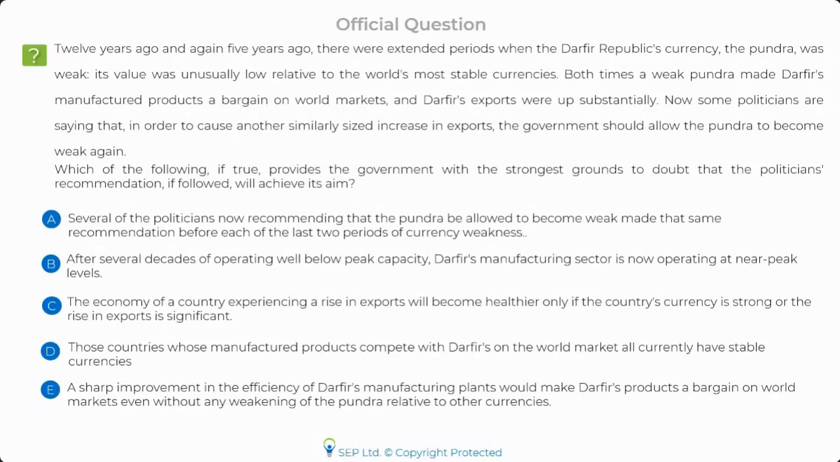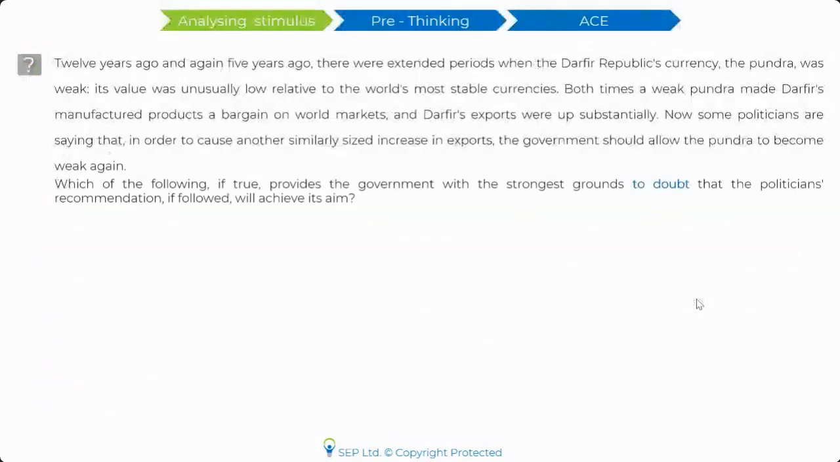I am first going to analyze the stimulus. Okay, so pay close attention. 12 years ago and again 5 years ago. So we're talking about two periods in the past, twice in the past, 12 years back and 5 years back. Okay, what happened those two times? There were extended periods. So there were long periods, both the times, 12 years back and 5 years back.